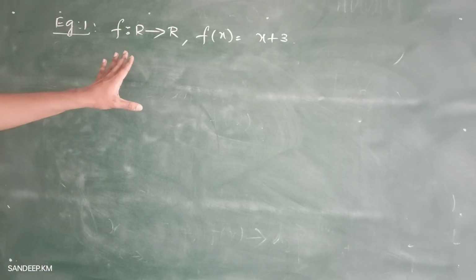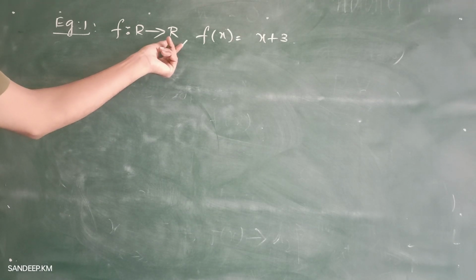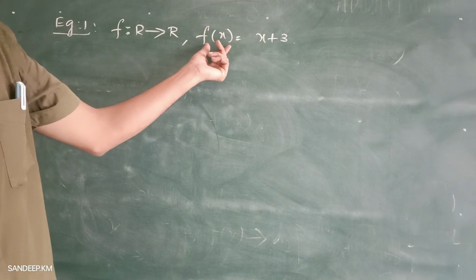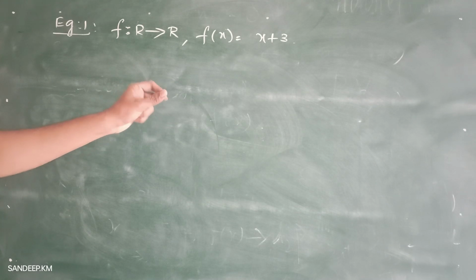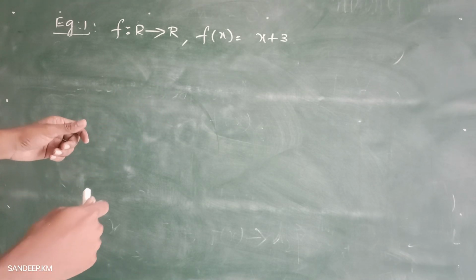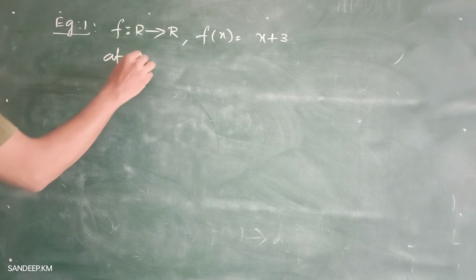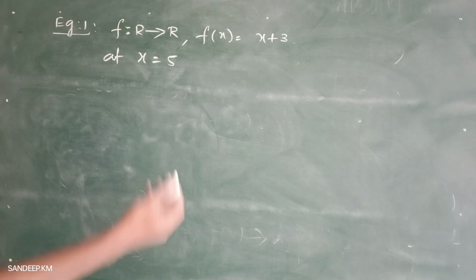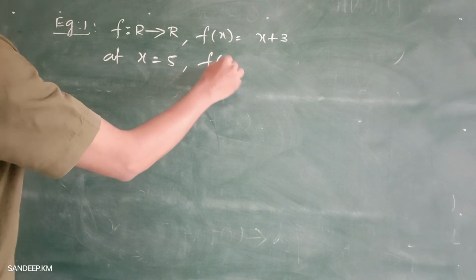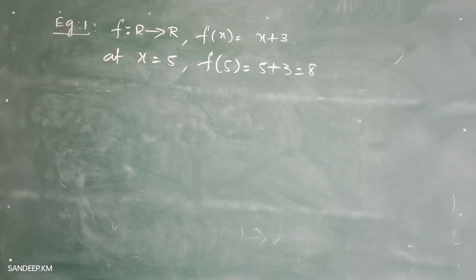So we have taken a function whose domain is any real number and codomain is also any real number. The function is given by x plus 3. Let us see how the function behaves at x equal to some real number. For example, let us take x is equal to 5. At x equal to 5, all of us know we can calculate the value of the function. What is the value of the function, dear students? F of 5 is equal to 5 plus 3, which is equal to 8. The value of the function is 8.